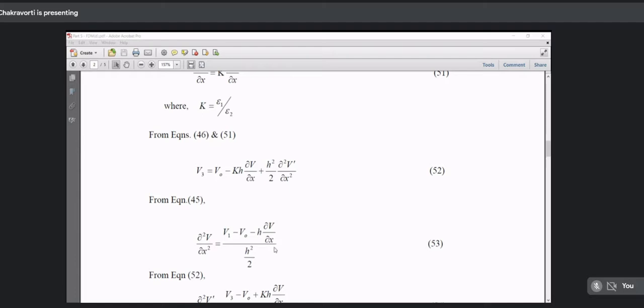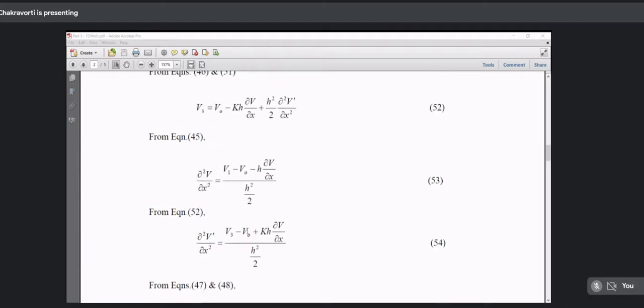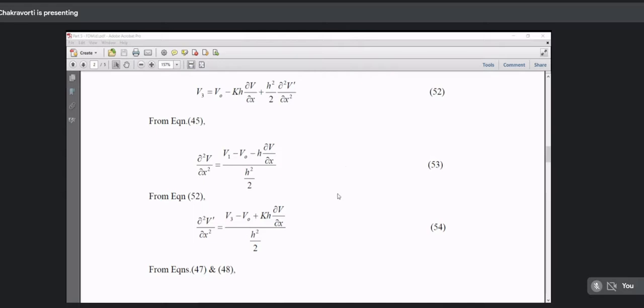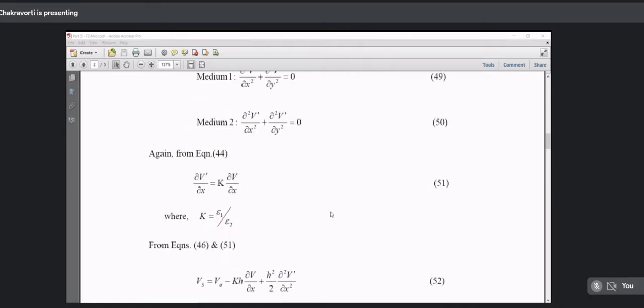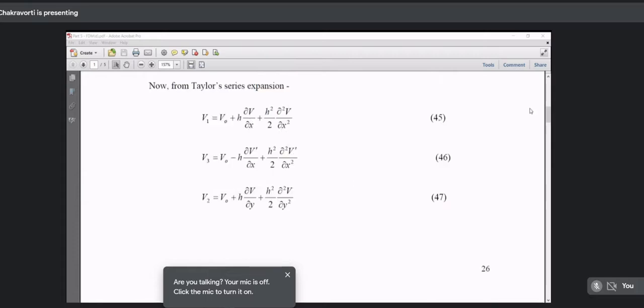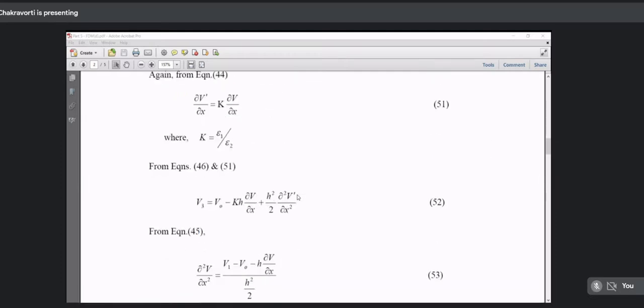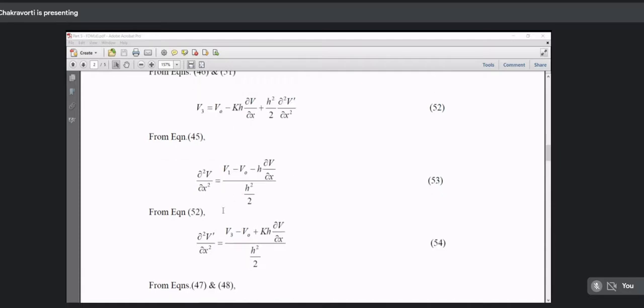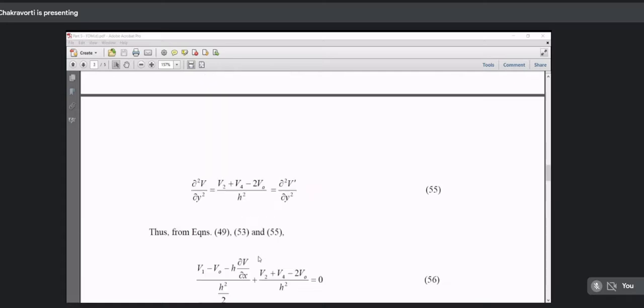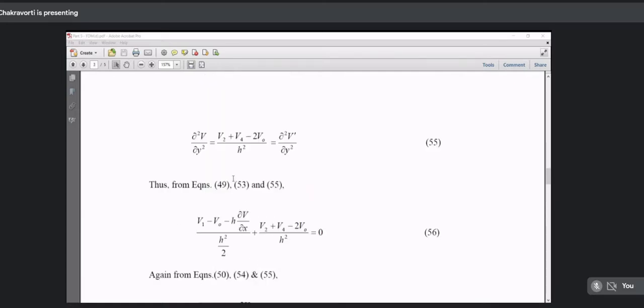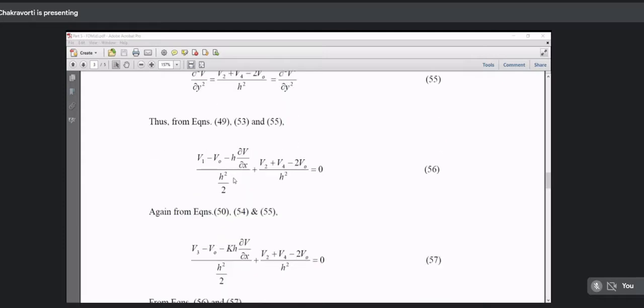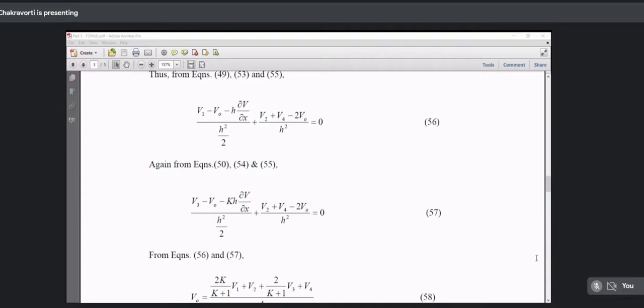Then we find what del 2V del x square is from the Taylor series. By the way, there will be del V del x, because we cannot eliminate del V del x and del V prime del x from equations 45 and 46, because here we have del V del x, here we have del V prime del x. So what we do is we keep it there. Del 2V del x square and del 2V prime del x square, and then we also write del 2V del y square, and then we satisfy the two Laplace's equations 56 and 57.